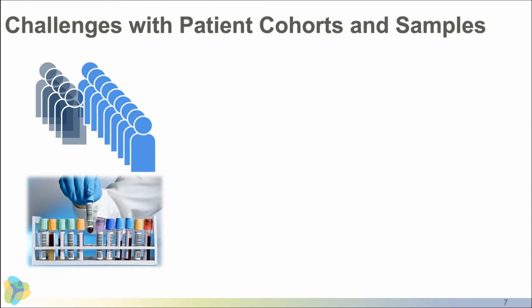So that comes back to the fit for purpose. Once you know the fit for purpose, you have a better idea about what the right control patients are. So let's say we figured out the cohort. Now, what are the samples that we will be collecting?